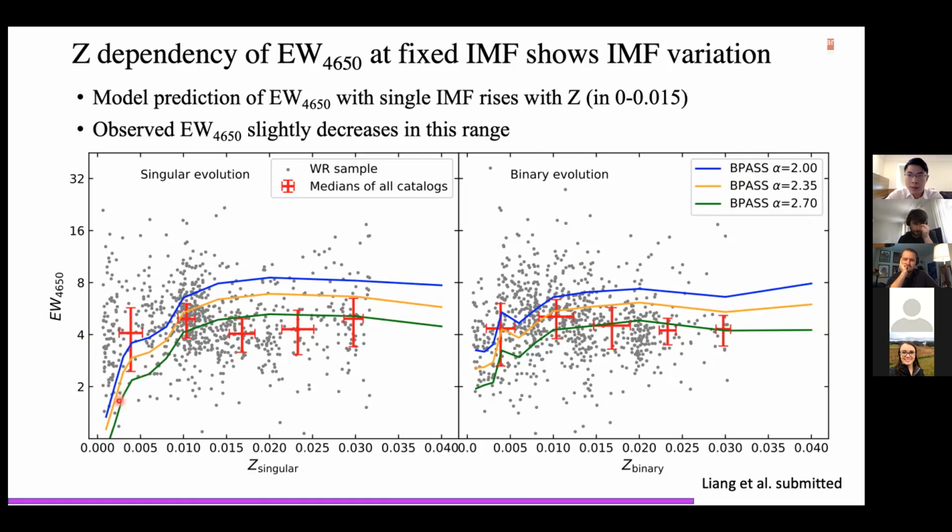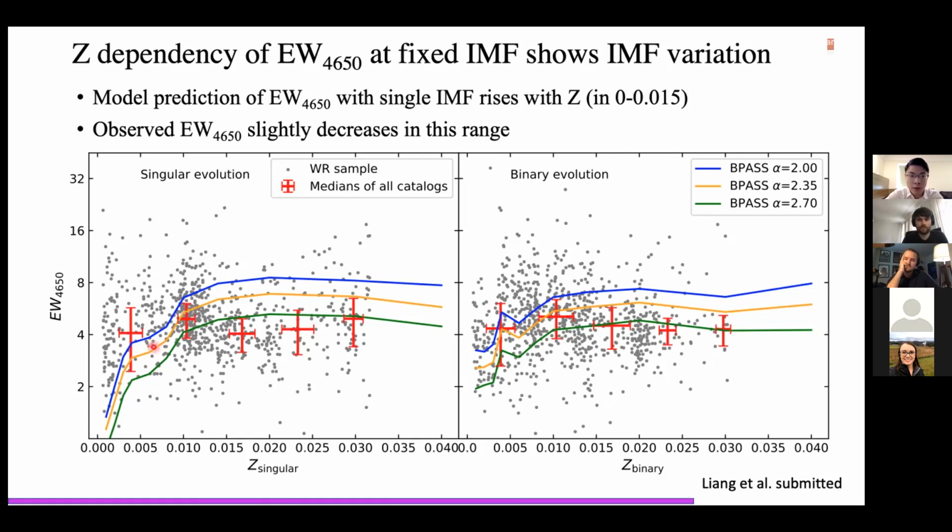This increase in the theoretical model is due to the stellar winds. The mass loss rate has a dependence on metallicity. However, we do not see that trend in the observed data. So this means we must need different IMFs at different metallicities to explain our data.